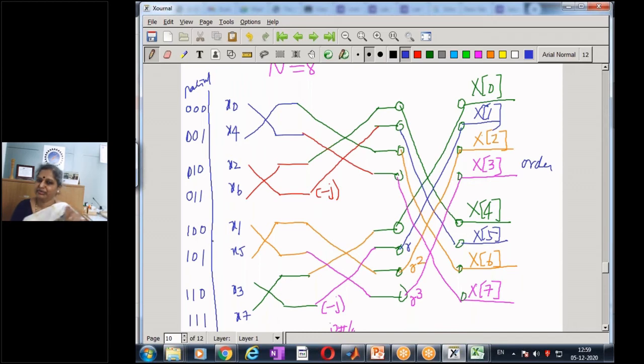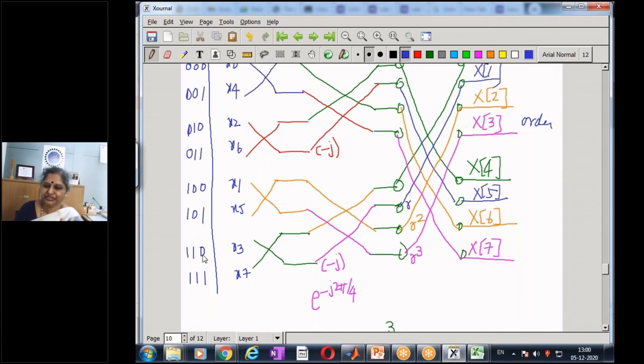Similarly, what is 1, 0, 0? If I bit reverse it, it becomes 0, 0, 1, and 0, 0, 1 is nothing but X1. 1, 0, 1 bit reversed is 1, 0, 1, which is 5. And 1, 1, 0, if I bit reverse it, becomes 0, 1, 1, which is X3. And 1, 1, 1, bit reversed, remains the same.